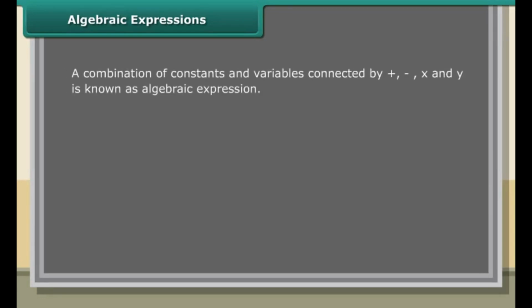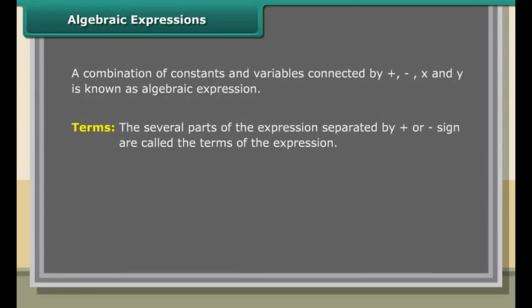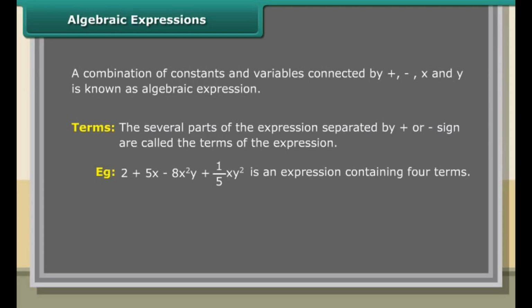Algebraic expressions. A combination of constants and variables connected by plus, minus, multiplication, and division is known as algebraic expressions. Terms. The several parts of the expression separated by plus or minus sign are called the terms of the expression. Example, 2 plus 5x minus 8x square y plus 1 upon 5 xy square is an expression containing 4 terms. They are 2, 5x, minus 8x square y and 1 upon 5 xy square.